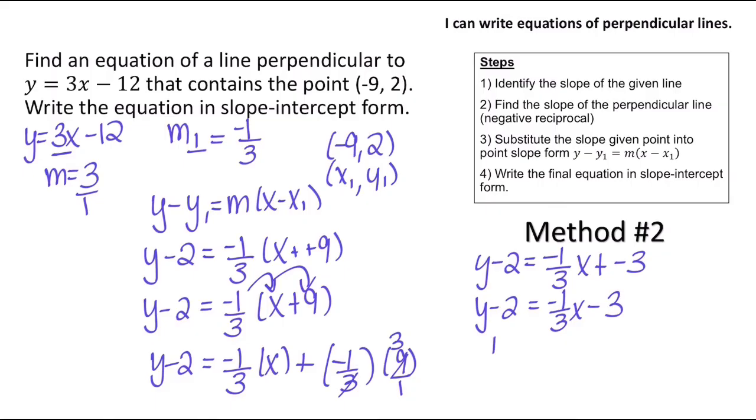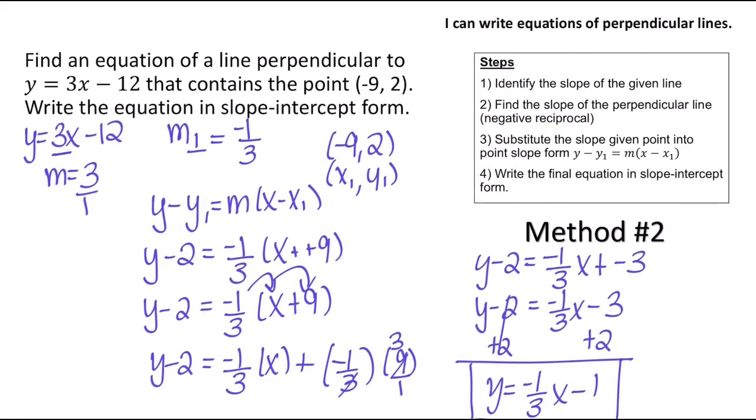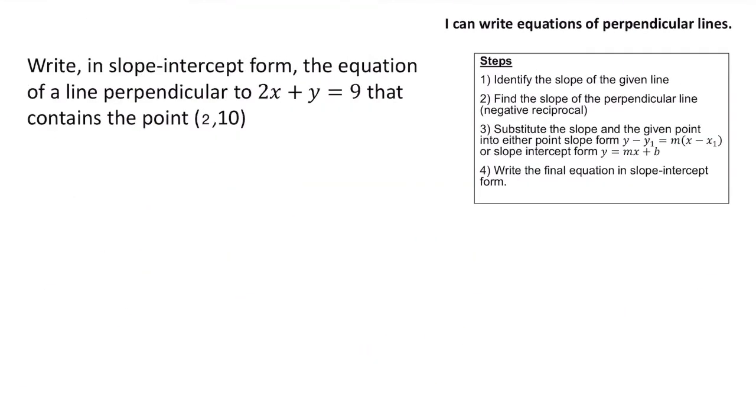Now I'm going to add 2 to both sides to get y by itself. So I have y equals negative 1/3 x minus 3 plus 2 will be minus 1. And that is the equation of the line in slope-intercept form. So notice that it doesn't matter how you solve this problem, you still get the same answer.